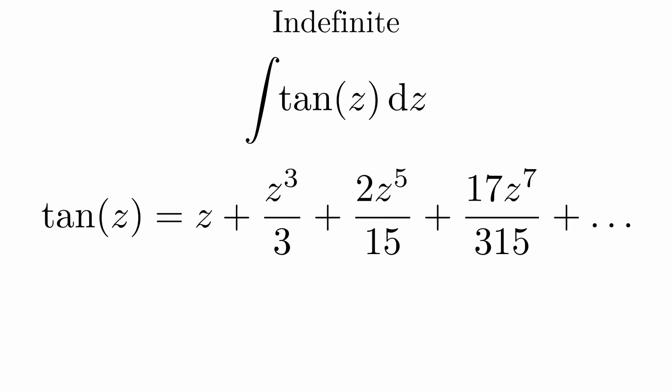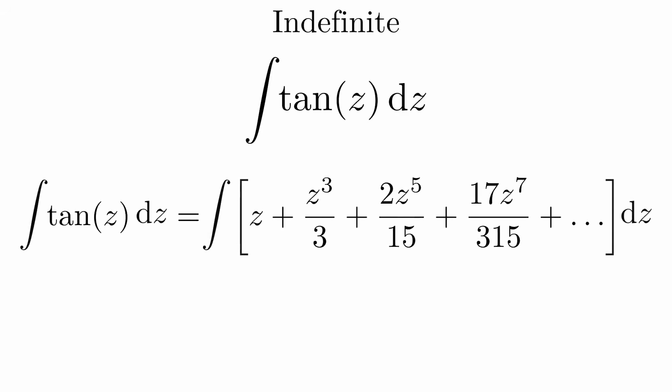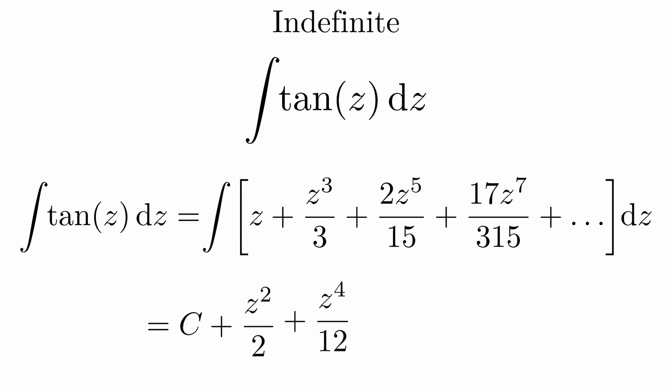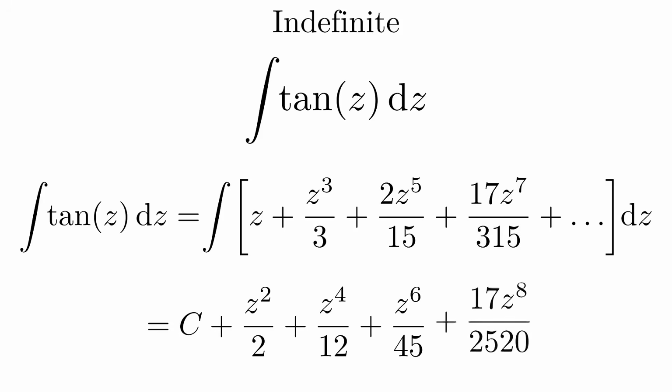If we want an antiderivative of tangent of z, one way to obtain that is to use the power rule to integrate this series term by term. The result of that is c plus z squared over 2 plus z to the 4th over 12 plus z to the 6th over 45 plus 17z to the 8th over 2520, and so on. We can verify that this is exactly the Taylor series for minus log of cosine of x centered at x equals 0, with all of the x's replaced with z's, as you might expect.